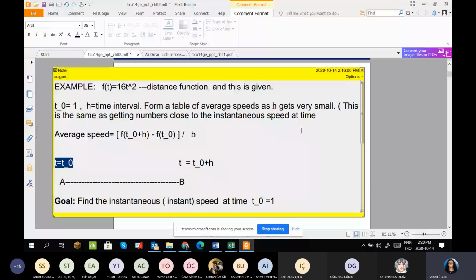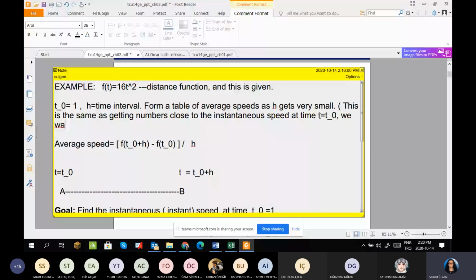Okay, so we want the exact speed. We want to find the instant speed at t equal to t naught. That's the goal. In order to get to it, we built such a table containing the numbers of average speed.